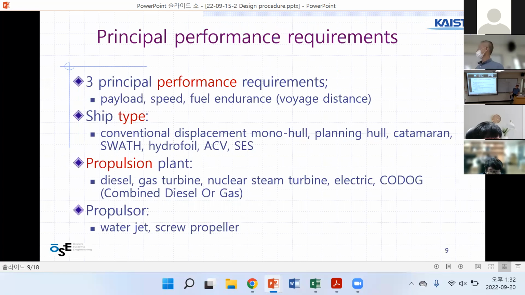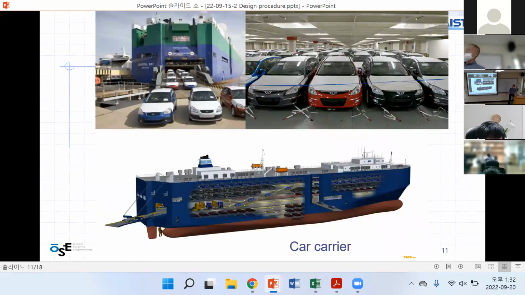It is coming from this one, ship type. Displacement, monohull, planing hull, catamaran. This is a cut area. We already saw this. The ramp is working and parking. The big garage here, a big parking place on the ship. Ramp.